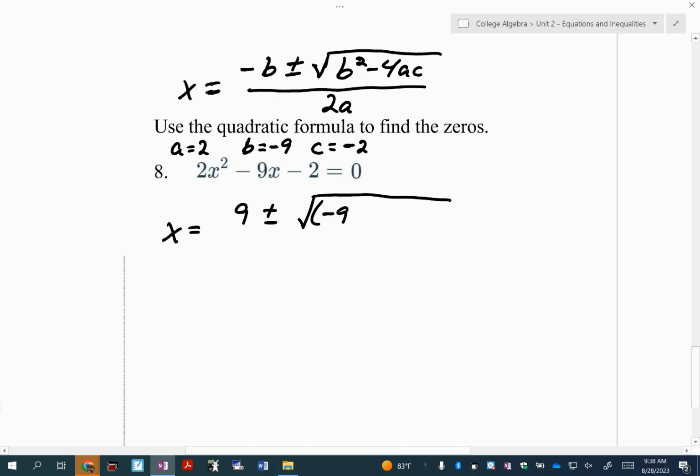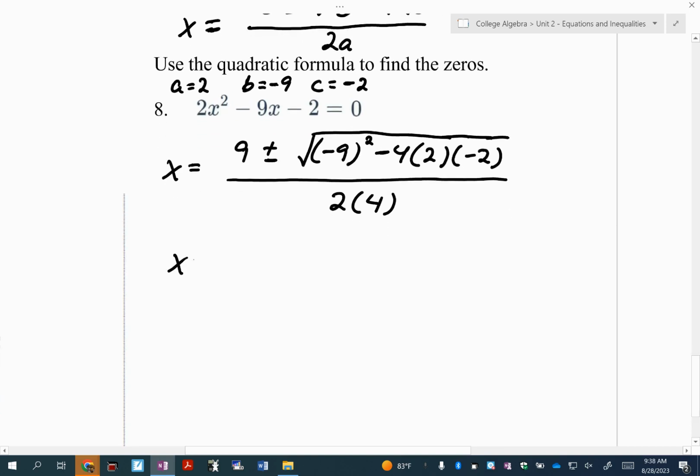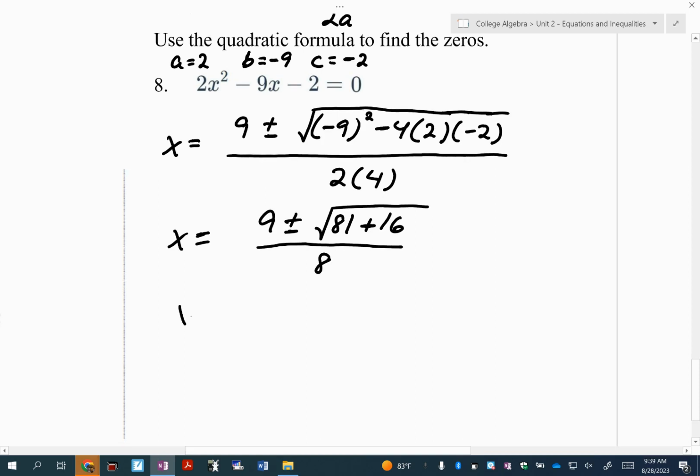Plus or minus the square root of, don't forget that negative 9 needs to be in parentheses, b squared, minus 4 times a of 2 times c of negative 2, all over 2 times a, which is 4. Okay, so I have 9 plus or minus the square root of, that's going to be 81. This is going to become addition because a negative 4 times positive 2 times negative 2 has actually become a positive number. So 4 times 2 is 8. 8 times 2 is 16, all over 8. So x equals 9 plus or minus the square root of 97 all over 8. And that is your solution.